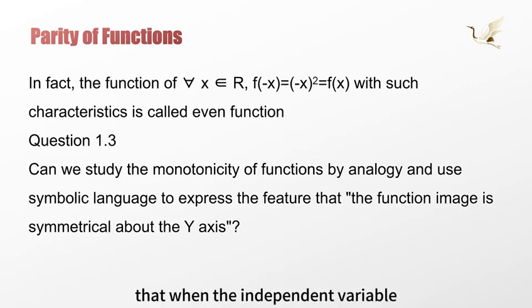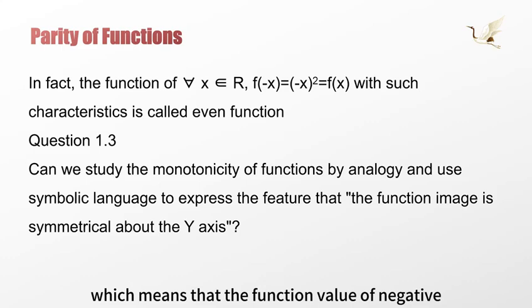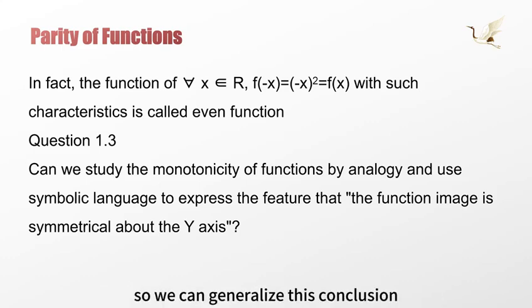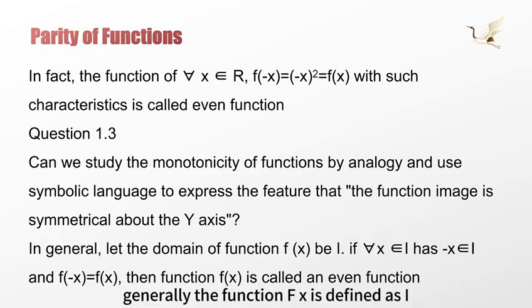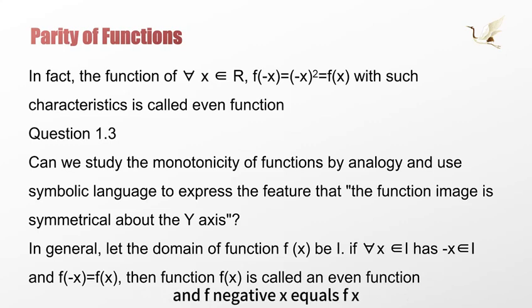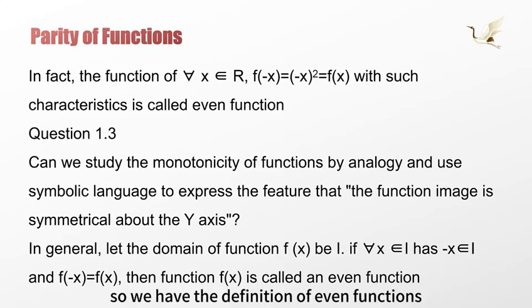We just mentioned that when the independent variable takes a pair of opposite numbers, the corresponding two function values are equal, which means that the function value at -x is equal to that at x. So we can generalize this conclusion with the knowledge of middle school axial symmetry. Let's take a look at the definition of even functions together. Generally, the function f(x) is defined on I. If for any x belonging to I, there is -x belonging to I, and f(-x) equals f(x), then the function f(x) is called an even function. So we have the definition of even functions.